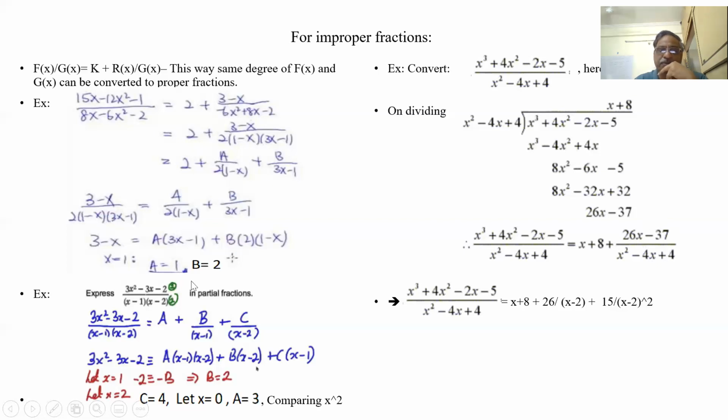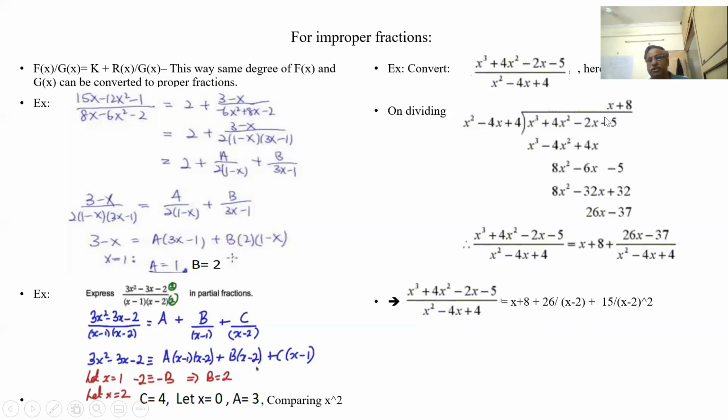So in place of a numerical, I am getting an x plus 8 coefficient. So x plus 8 plus this proper fraction; we know that the denominator is x minus 2 whole square. So I can write a by x minus 2 plus b by x minus 2 whole square. A and b can be calculated. So this is the answer. Now any integration can be done.